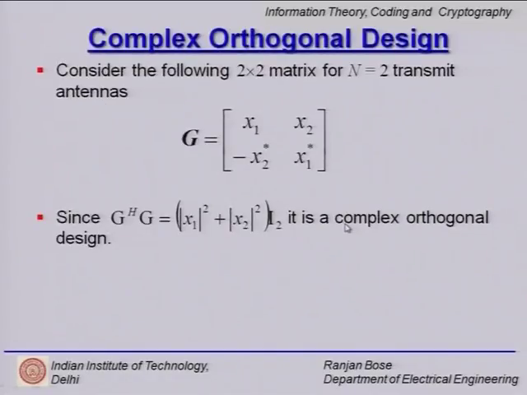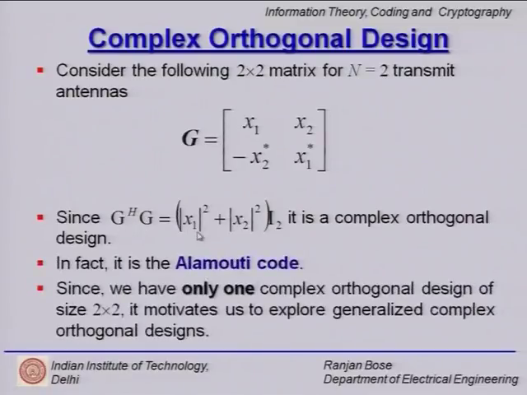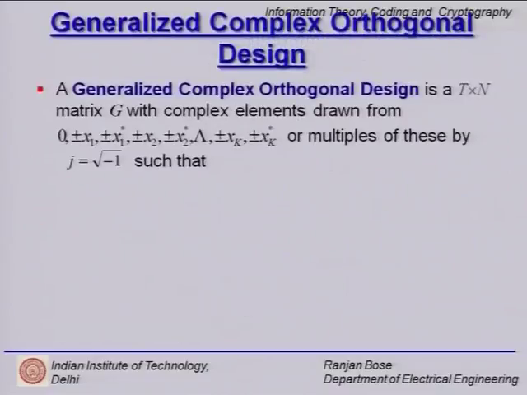Then we moved on to complex orthogonal design when we remove this condition of real symbols. So our constellation could be QPSK, QAM, but here we would like to use a complex design, and again we can verify that this is the only possible solution where G Hermitian G gives x1 squared plus x2 squared times I2. This is the Alamouti code we have studied, and this is the only possible design, forcing us to look at generalized complex orthogonal designs.